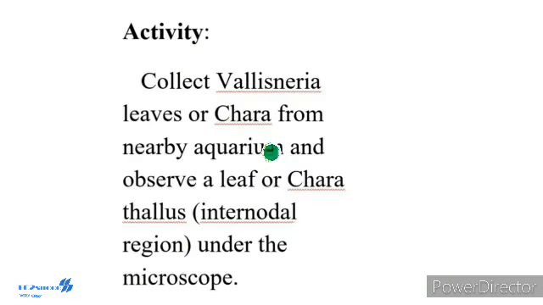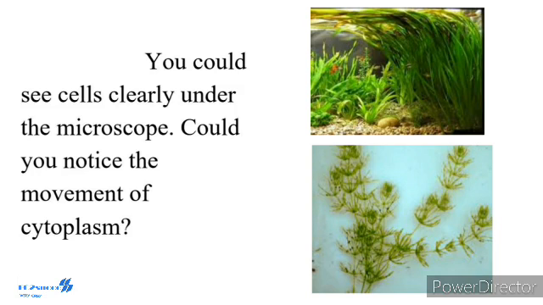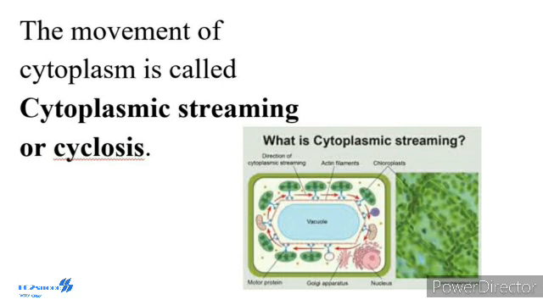Another one, activity. Collect a Vallisneria leaf or Chara from a nearby aquarium and observe a leaf or Chara thallus. Thallus means internodal region only. Under the microscope, you could see cells clearly. Could you notice the movement of cytoplasm? The movement of cytoplasm is called cytoplasmic streaming or cyclosis.